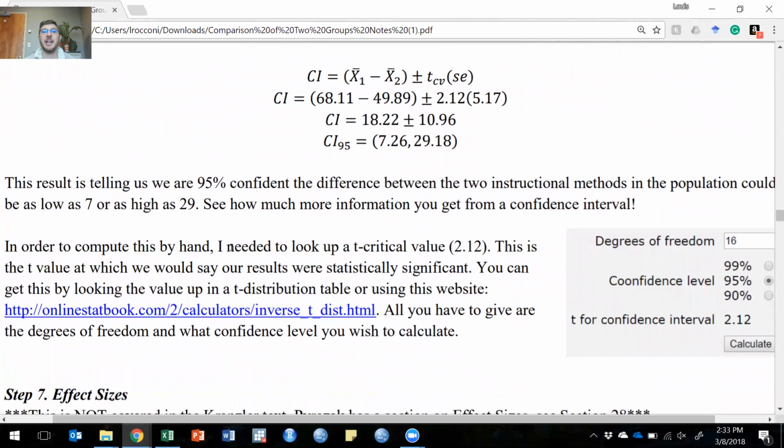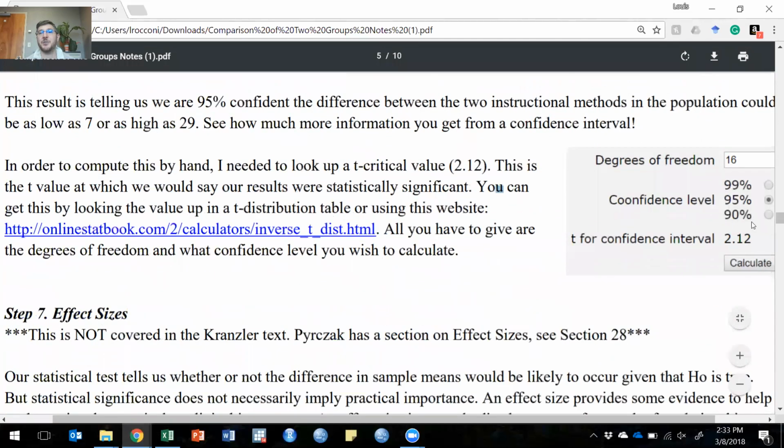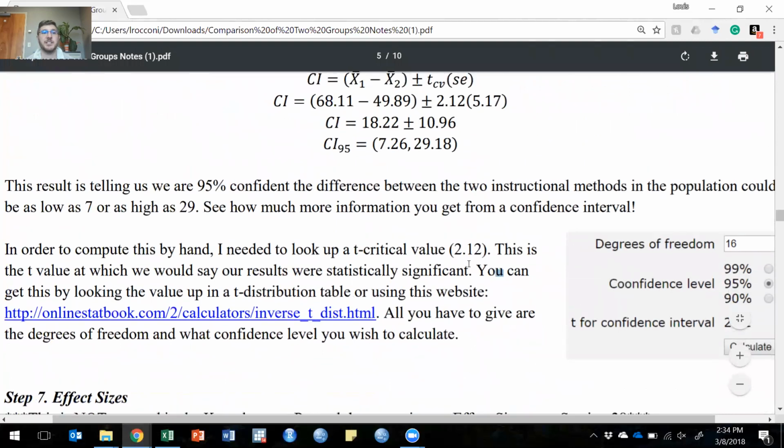And then in here, I show you how you can get this critical value. You can go to this website, give it the degrees of freedom, say what confidence level you want, and then it'll tell you the critical value you use for this confidence interval.